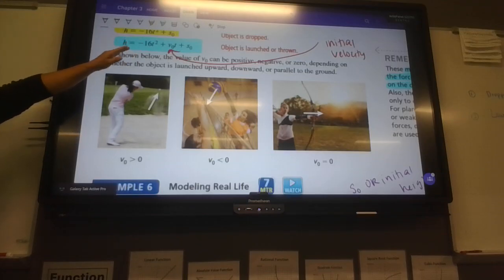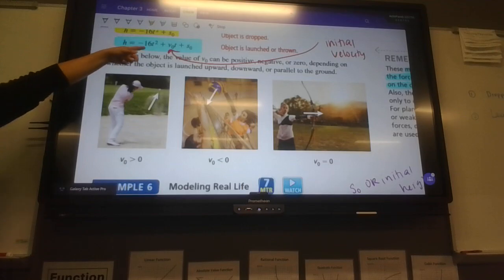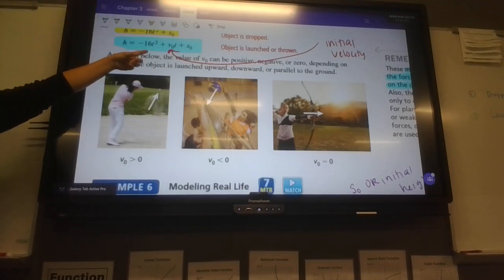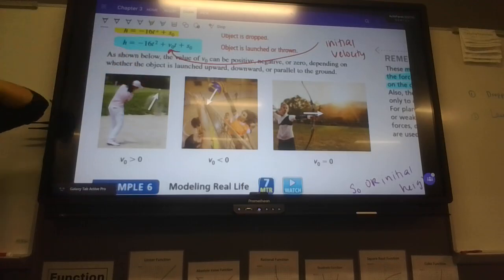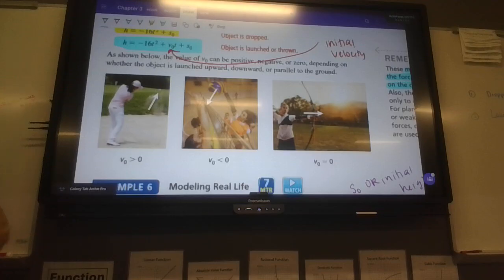Now, some textbooks actually, it's really cool. They have you do problems on Earth and then problems on the moon. And it's the same formula, but the moon will have a different A value. It's less gravity on the moon, so it'll be something less than 16. And then if you were to go somewhere with stronger gravity, this number would be higher than 16. But other than that, it's the same formula.